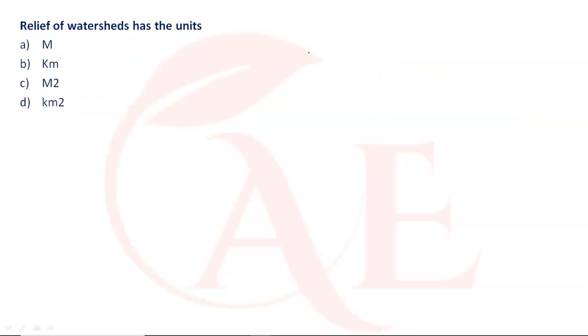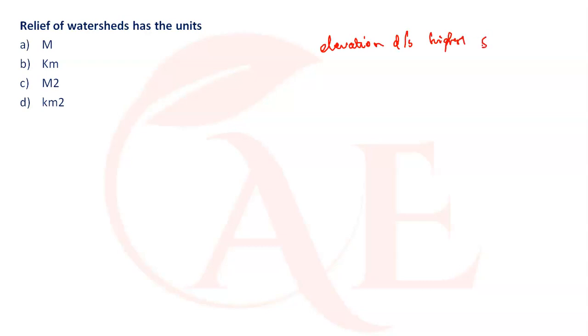The watershed relief is known as the elevation difference between the highest and the lowest points of the valley. So this is said to be the relief of a watershed. It has a unit of kilometer square. So option D is the correct answer. Next question.